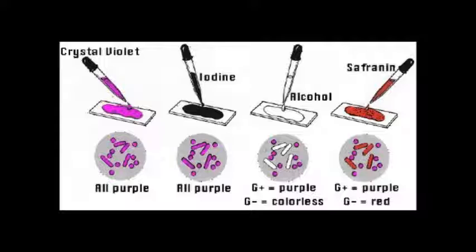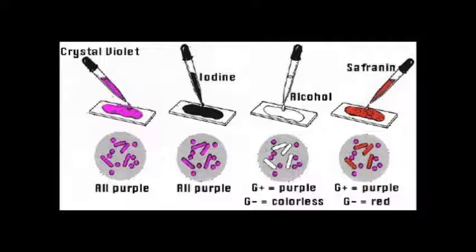But the gram-negative has the outer membrane and the thin peptidoglycan wall. The alcohol, when you drop it upon it, burns that off. It destroys that, and it washes all the purple, the crystal violet and the iodine dye, out of it. But once you do the alcohol, you rinse it off real quick.